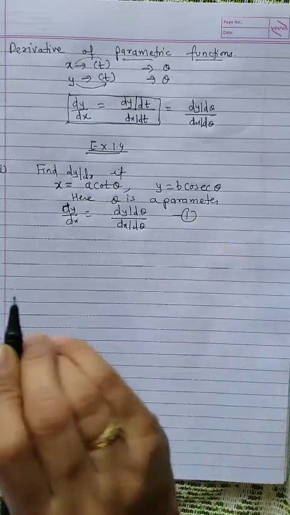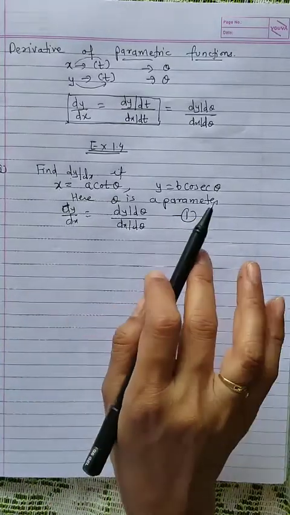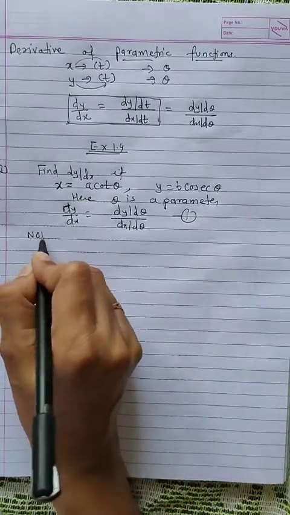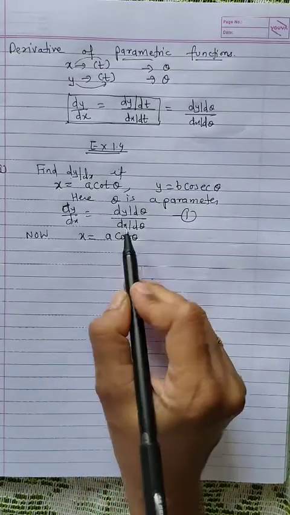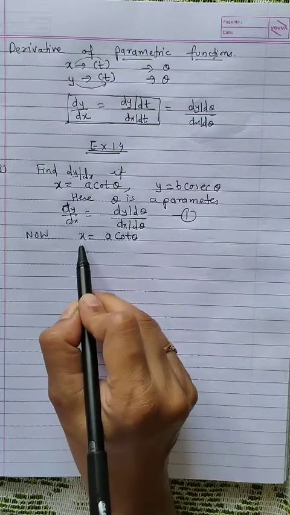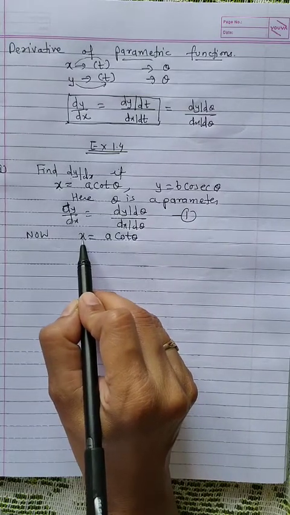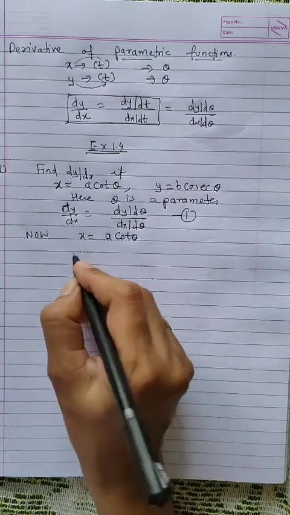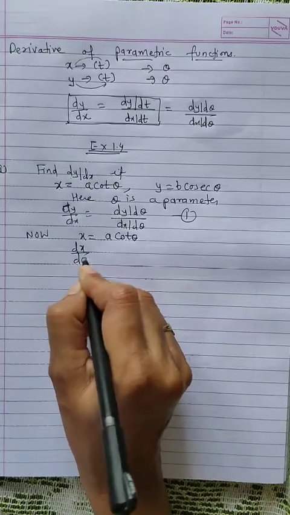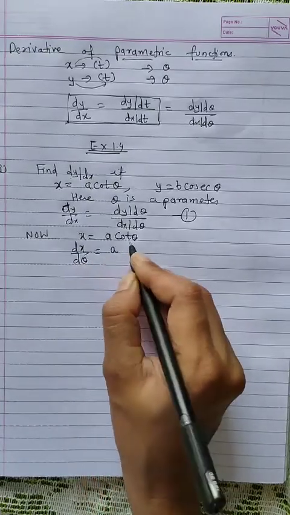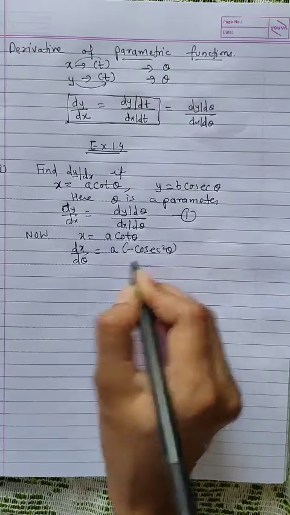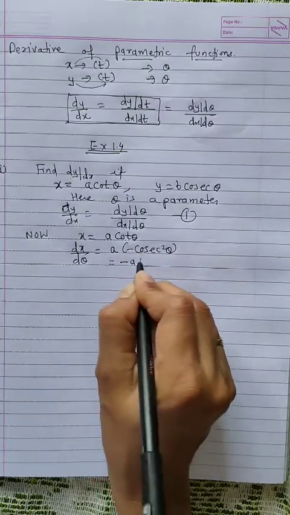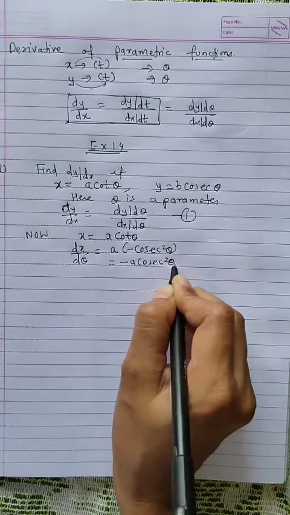So this is our equation 1. Always write the formula first. Okay, now x equal to what? a cot theta. What we want is dx by d theta, meaning we have to differentiate this x with respect to theta. So dx by d theta. Now here a is constant and differentiation of cot theta is minus cosec square theta. So our answer is minus a cosec square theta.